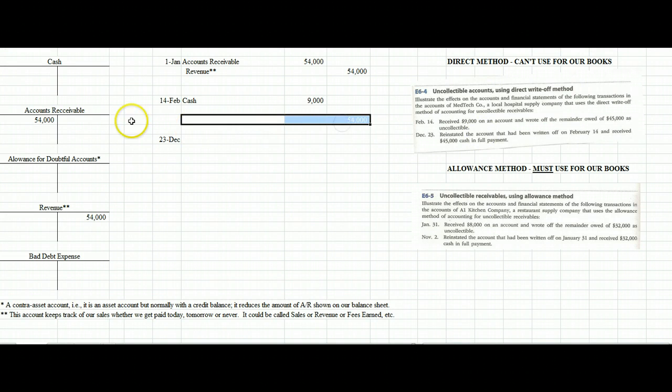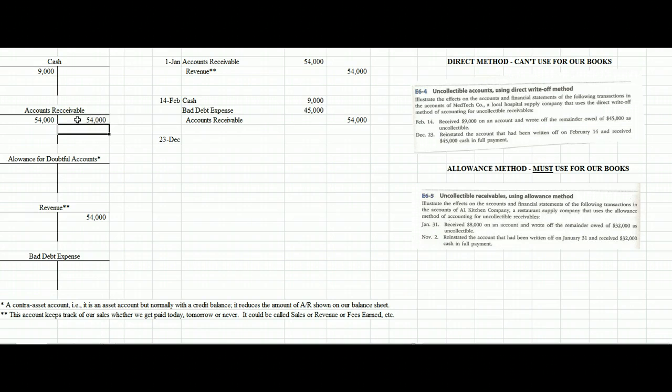That account receivable has a balance of $54,000. That's a debit. So to write it off, we're going to have to credit accounts receivable for $54,000. And in the direct method, we debit an account called bad debt expense. Okay, so let's post those just so we can see what's happening. Cash is an asset. Assets increase with debits. We're going to take that entire account receivable off our books because we're not going to get paid anymore. At least that's what we think at this point. And so now we have some bad debt expense of $45,000.